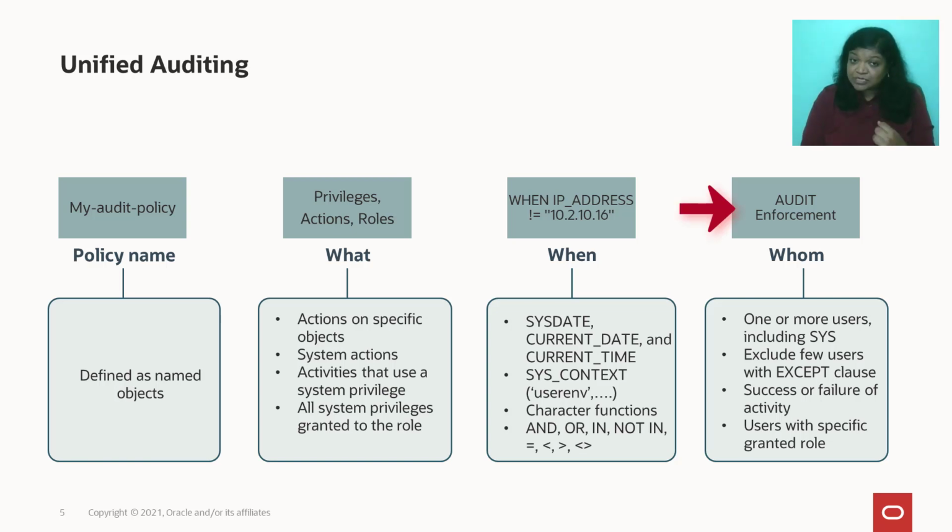Then you define precisely on whom you want to enable the audit. Do you want to enable the policy on one or more users? Or do you want to enable the policy on users with a specific role? Do you want to exclude a few users from the policy? Or do you want to enable it on success or failure of the operation? So you can see how much granularity is exposed in the unified audit configuration that allows you to audit just what you need without generating unnecessary audit records.